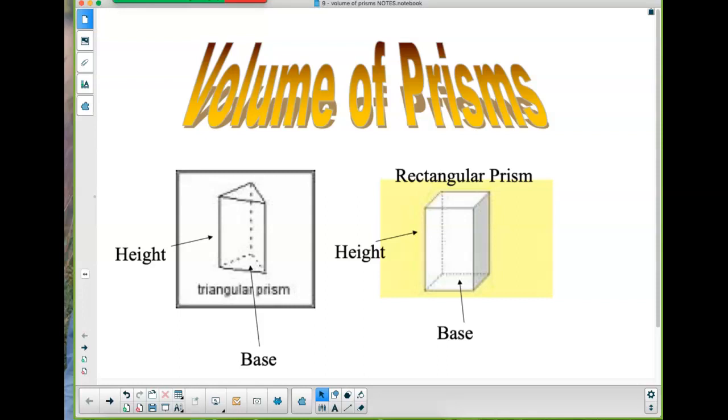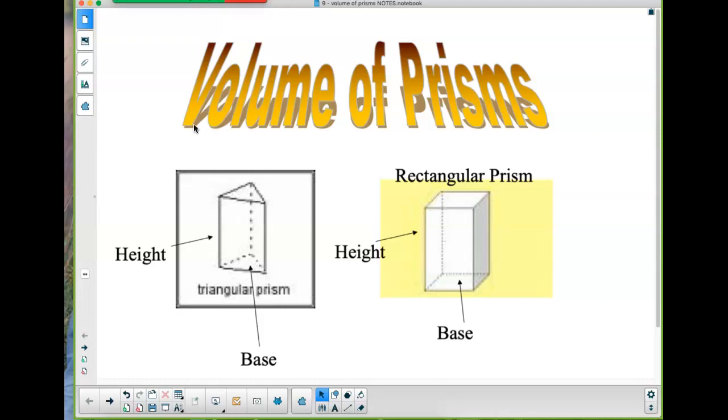Okay? And this is a rectangular prism. Does it matter which side is the base on this? No, not really at all. They're all rectangles. Okay? This one does. Triangular prism, it does matter which side is the base. Okay? So we're going to look at these two and we're going to talk about volume.